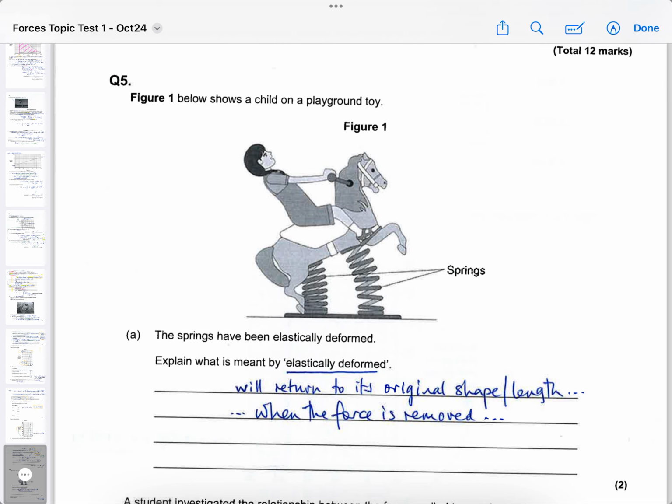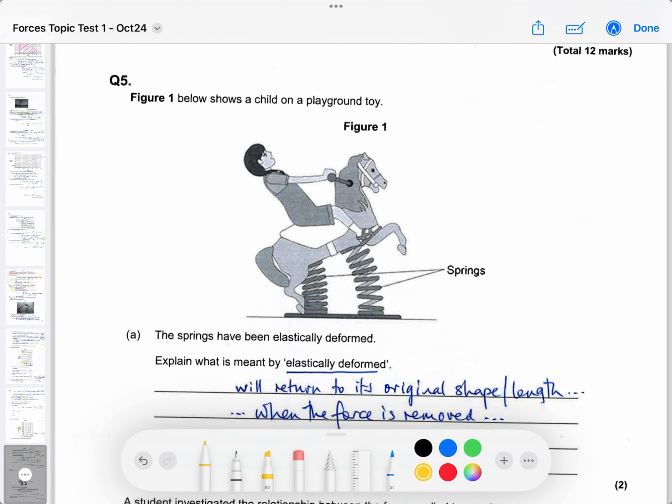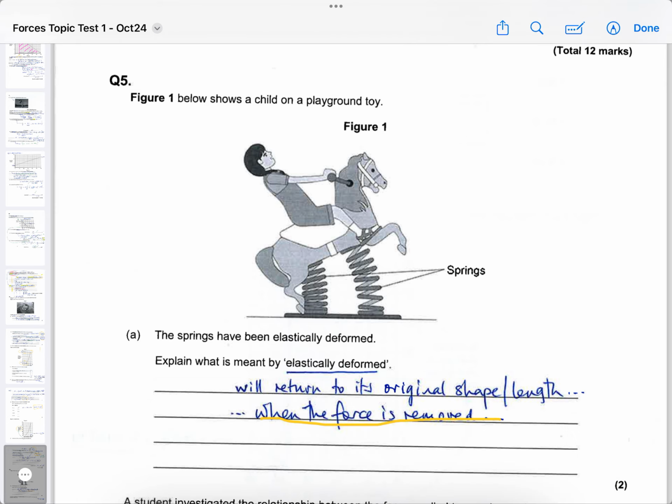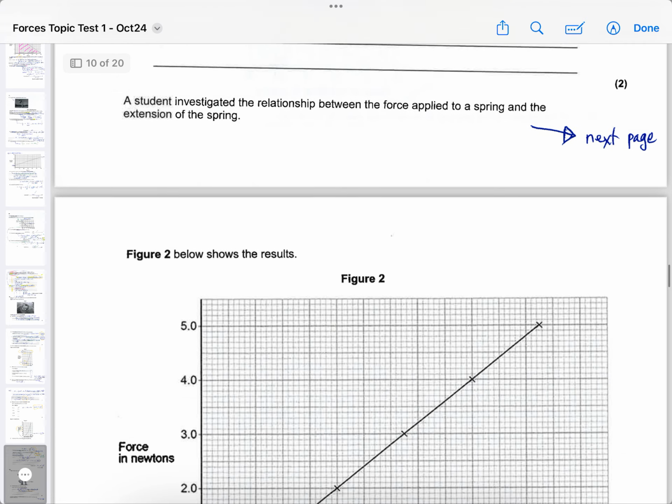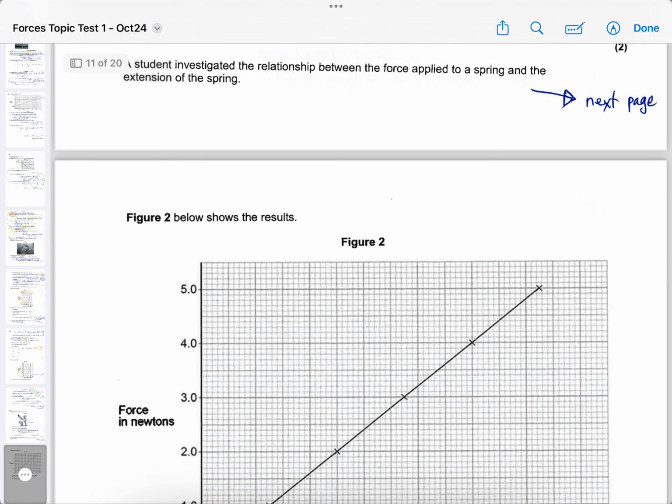If it was beyond the elastic extension, the elastic limit, it would then be permanently deformed, and we call that plastic deformation. Okay, so it will return to its original shape or length when the force is removed, and you do need to add that clarity of saying when the force is removed, to get the 2 marks. Okay, depth, detail, clarity.